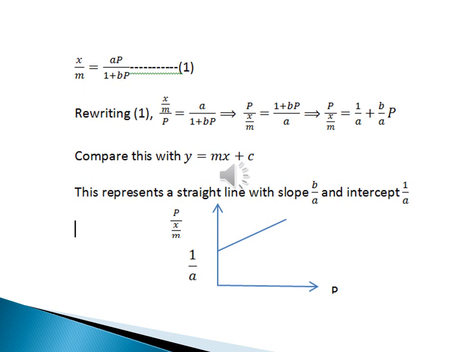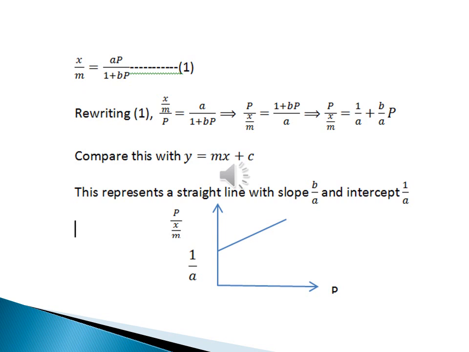Compare this with the line y is equal to mx plus c. When we plot a line on a graph, we take along the y-axis, instead of the y, what do you have here? P by x by m. So plot P by x by m along the y-axis. On the x-axis, instead of y is equal to mx, your x is now P. So plot P on the x-axis.